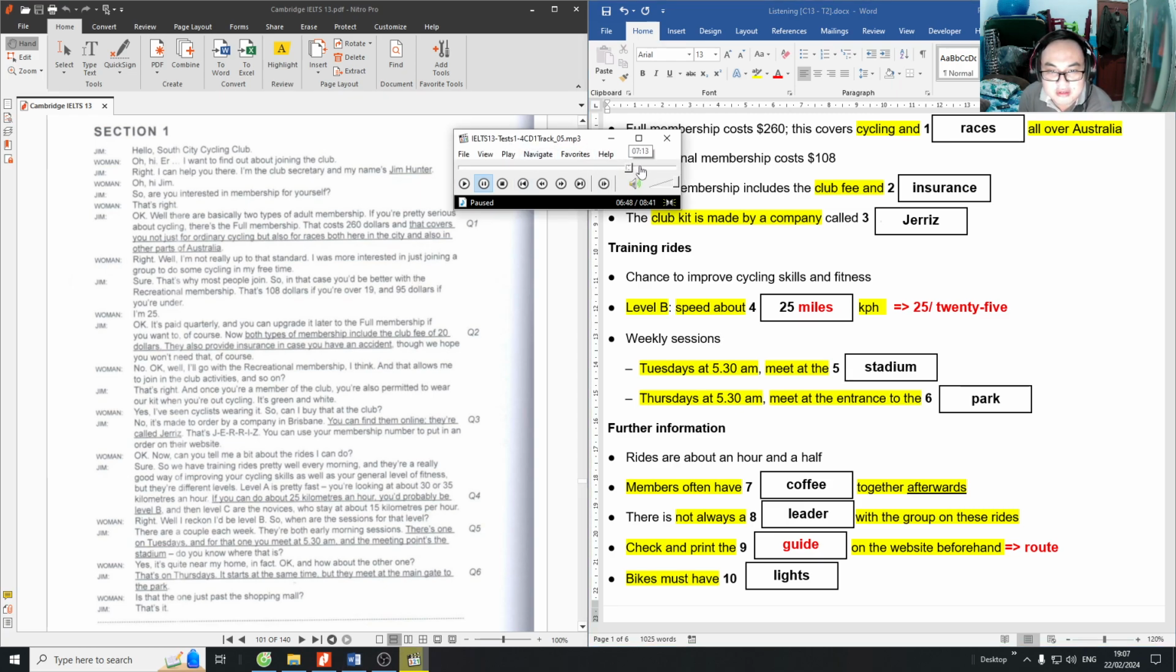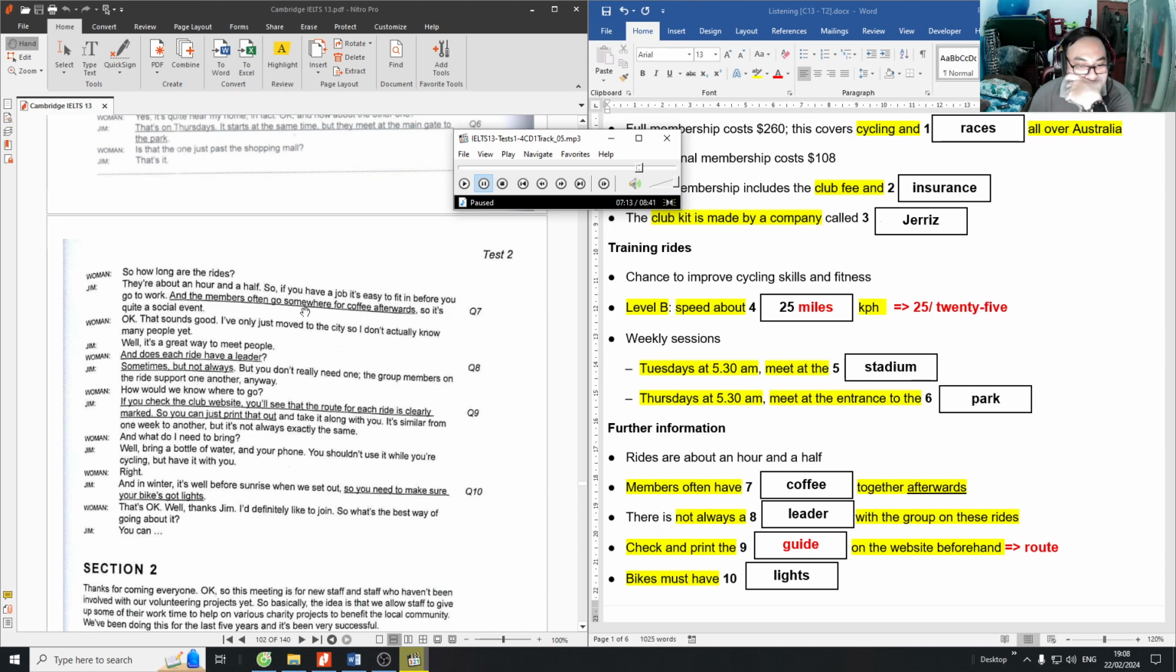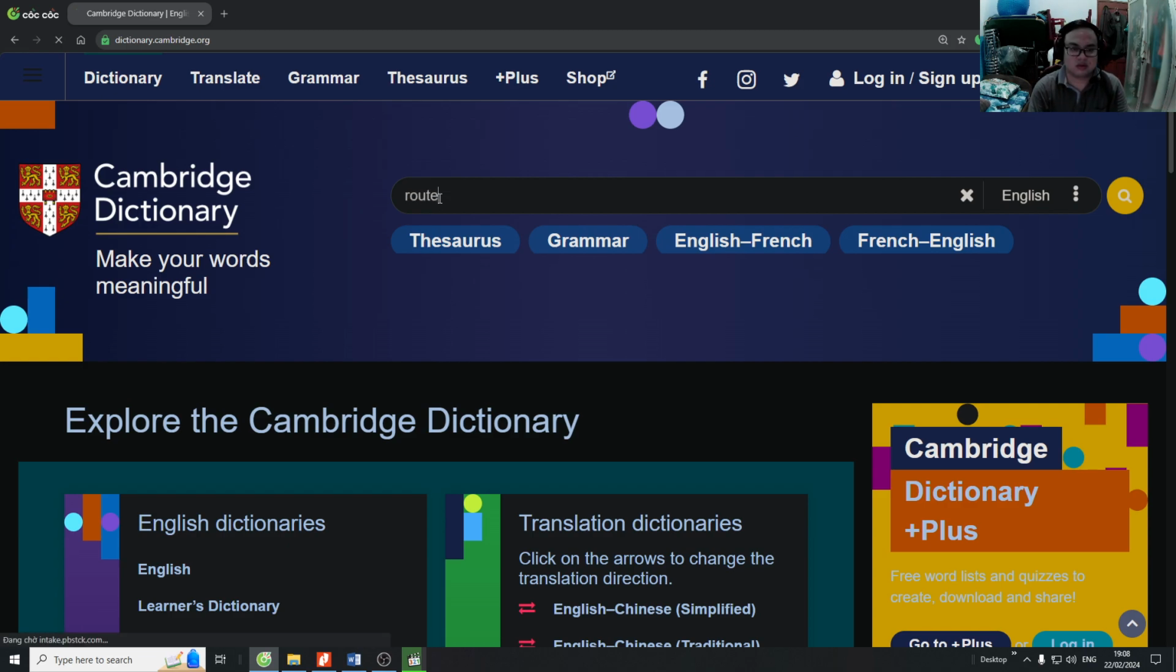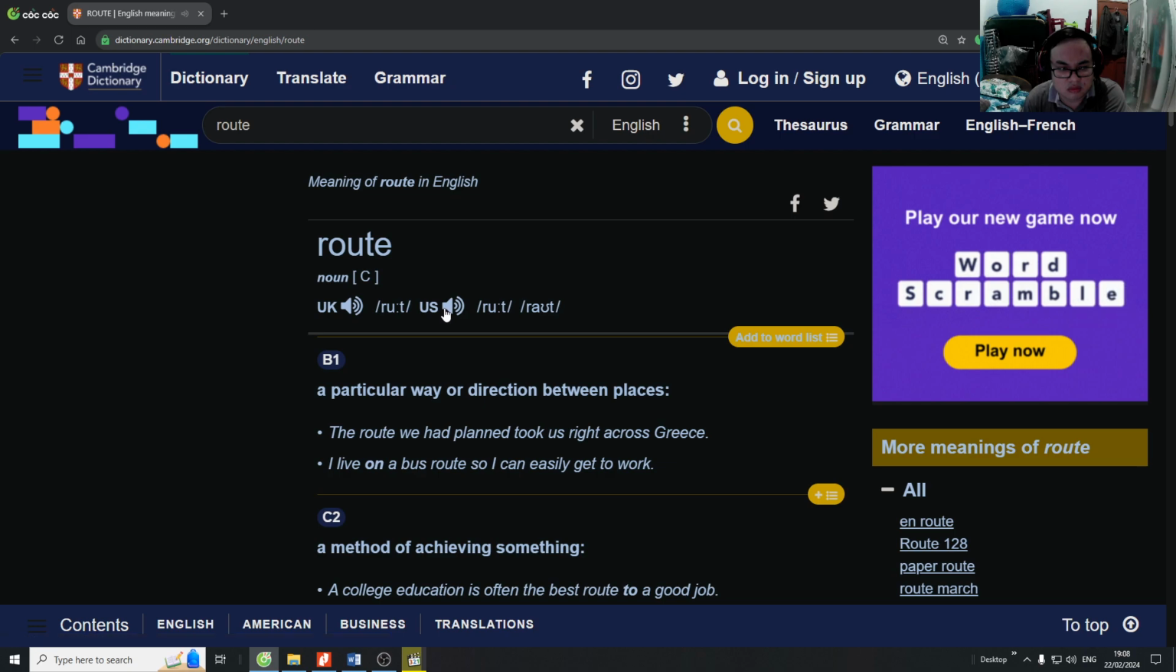Okay, so next should be around here, right? Question number 9. If you check the club website, you'll see that the route for each ride... I just moved to the city, so I don't actually know many people yet. Well, it's a great way to meet people. And does each ride have a leader? Sometimes... route, route. It should be route.